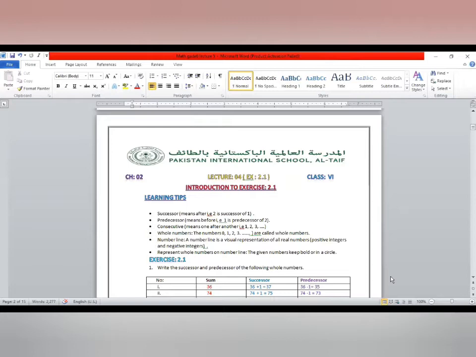Here, students, I have a number line and the number line definition. A number line is a visual representation of all real numbers. Real numbers can be positive integers and negative integers. They are also called the set of integers. Integers are also called the directed numbers, and it is important that we keep the plus or minus sign in front of them.